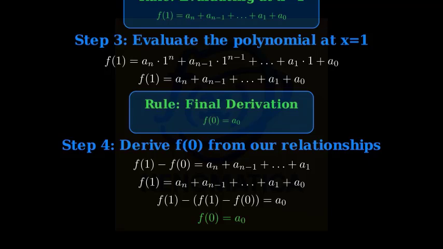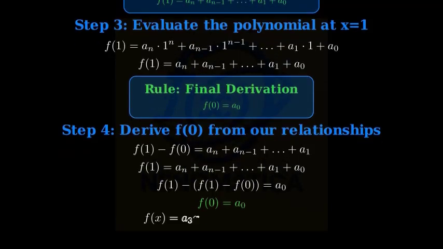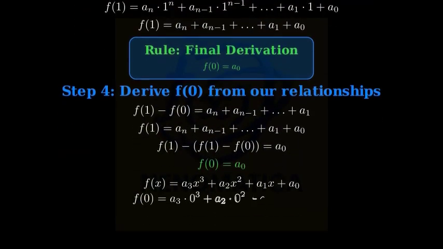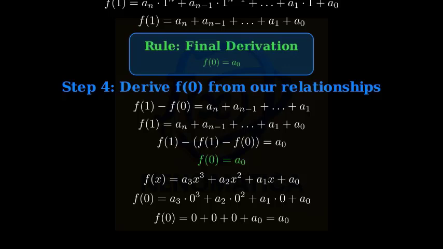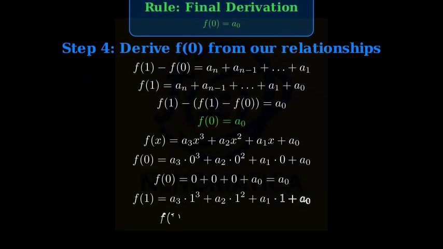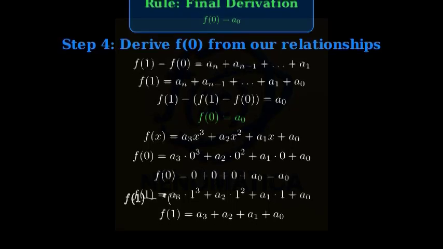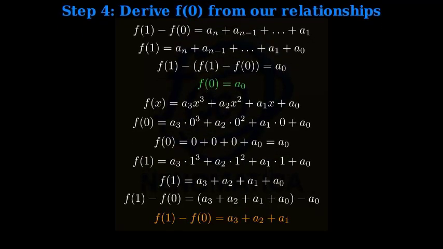Let's visualize this concept with a diagram. In a polynomial, each term has an x component and a coefficient. When we evaluate at x equals 0, all terms with x vanish, leaving only the constant term a sub 0. When we evaluate at x equals 1, all x terms become 1, so we get the sum of all coefficients. The difference between these two evaluations gives us the sum of coefficients of only the x terms.